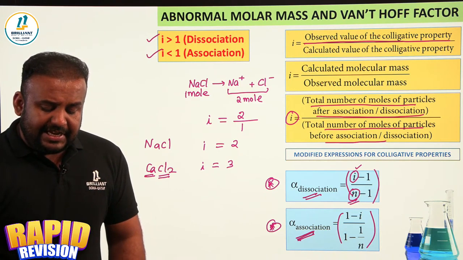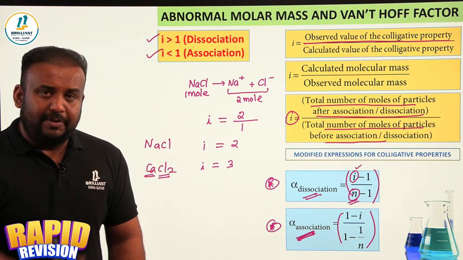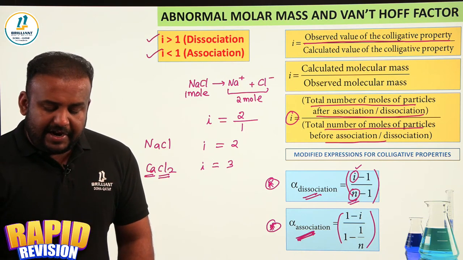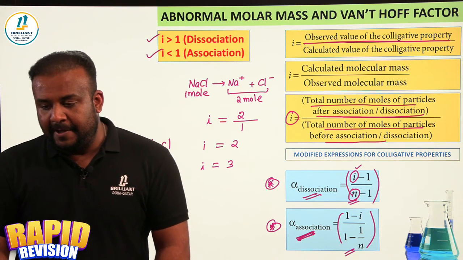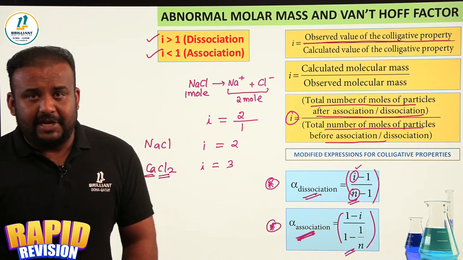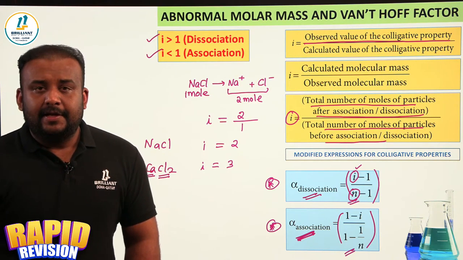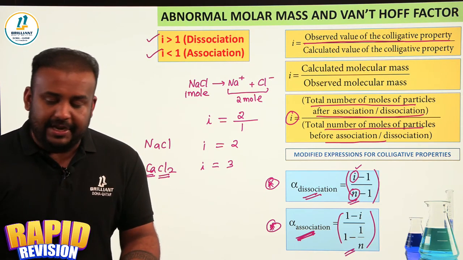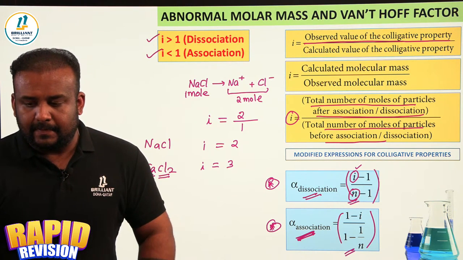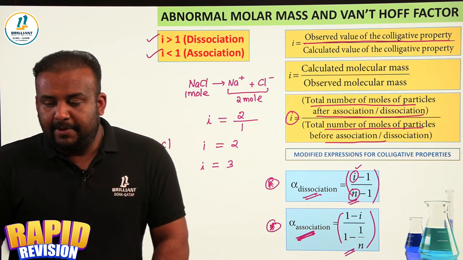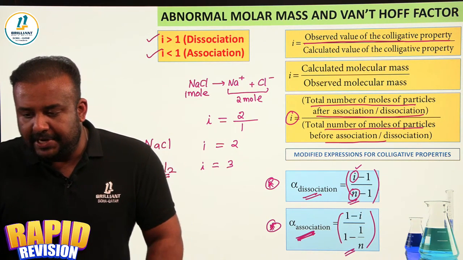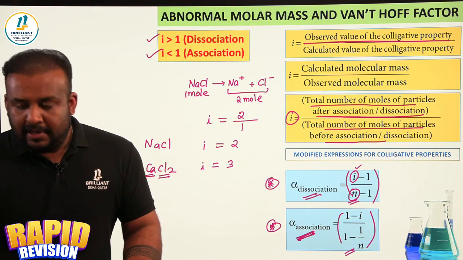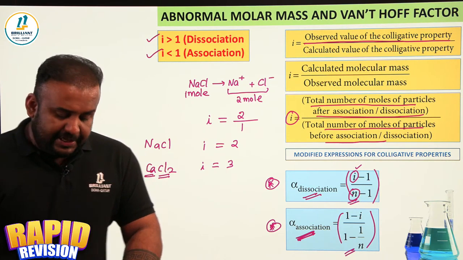Similarly, percentage association can be found by using this formula, 1 minus i divided by 1 minus 1 by n. Please do note these two formulas. You will see how we can apply it in numericals. Yeah, the number of moles dissociated or associated. Yes, Alan, we will see those questions.